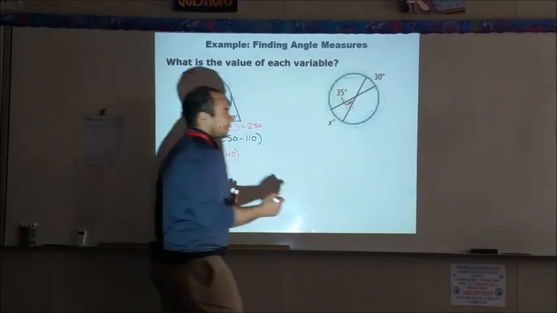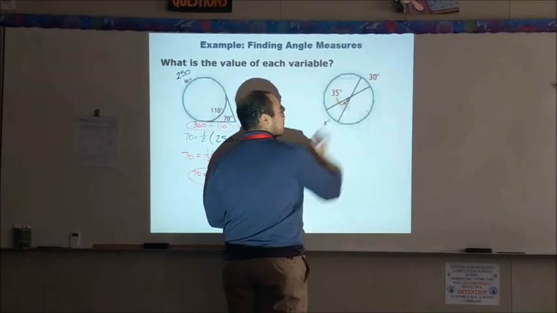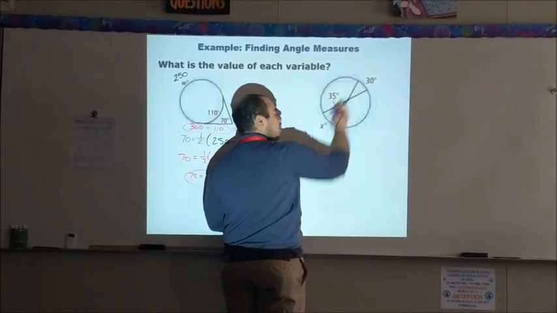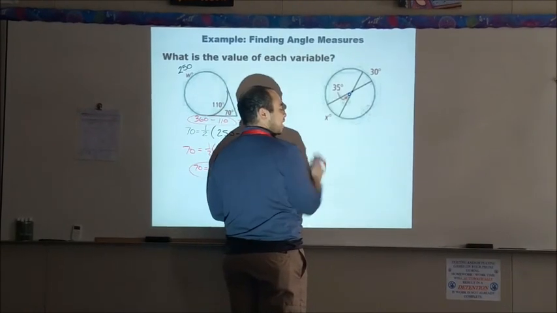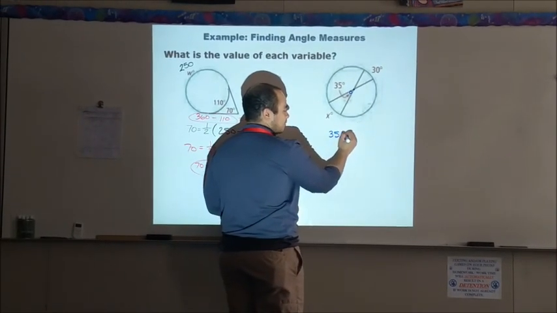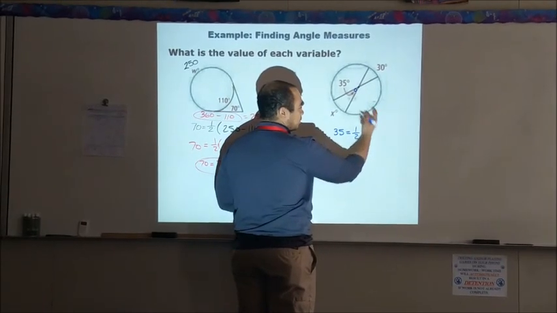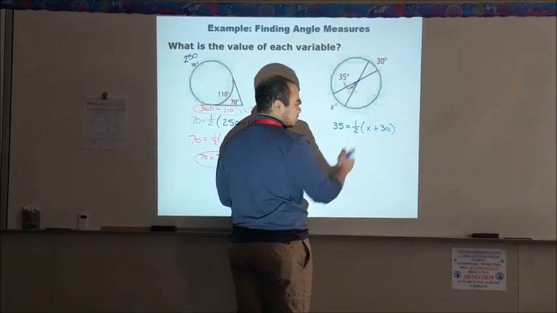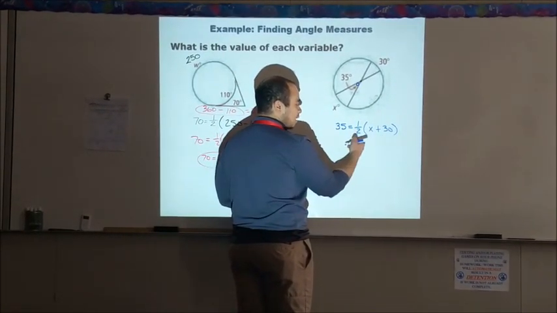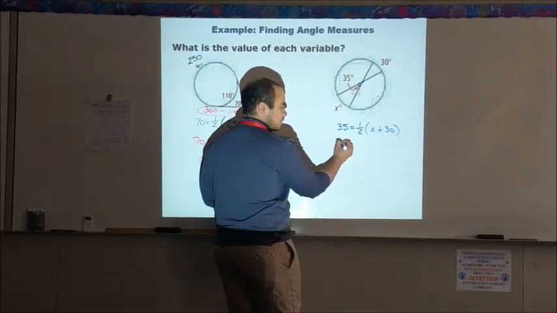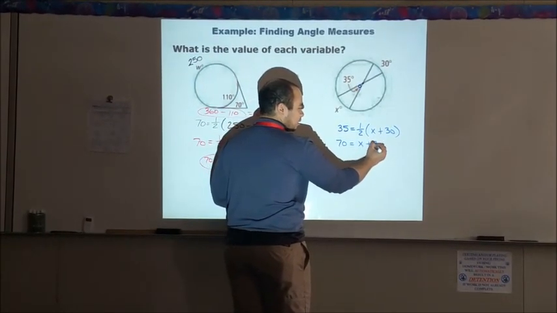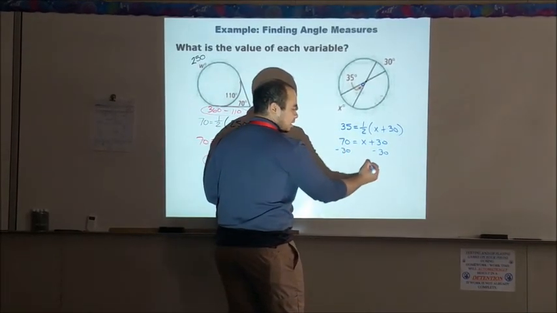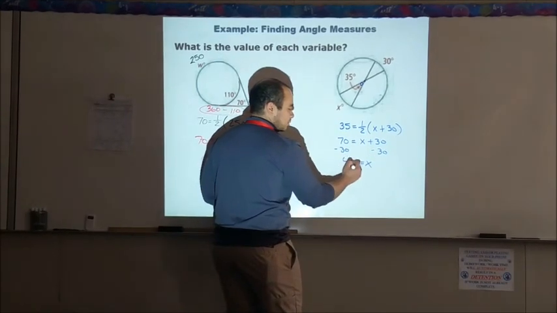Example 4. Once again, we have our interior angle, which the intersection takes place in the circle. So I'm going to add the two arcs together, cut them in half, and set equal to the angle. So 35 equals 1/2 (x plus 30), and I want to solve for x. So instead of distributing the 1/2, I'll multiply both sides by 2. So I've got 70 equals x plus 30. To move the 30, I subtract it from both sides. And I get x to equal 40.